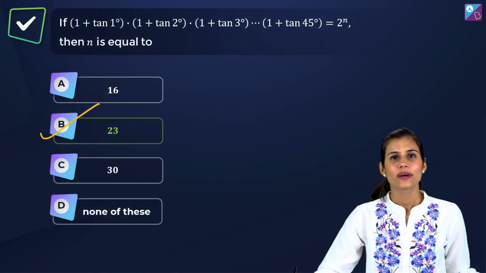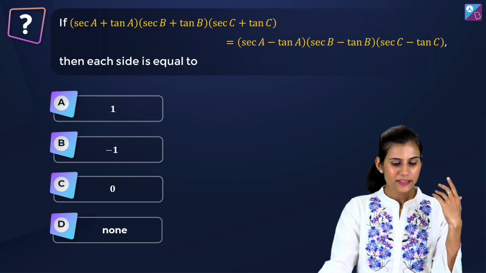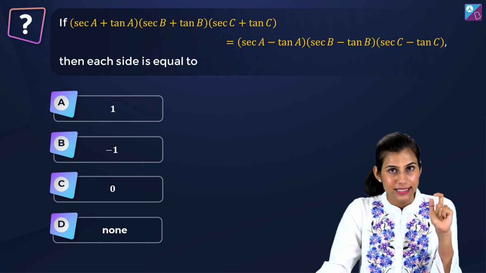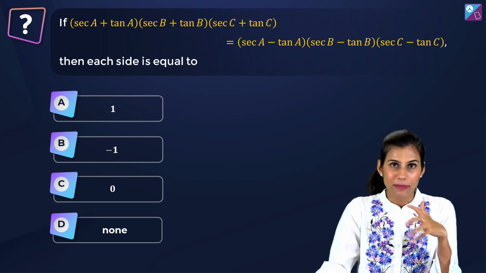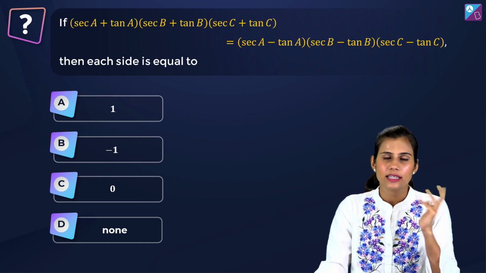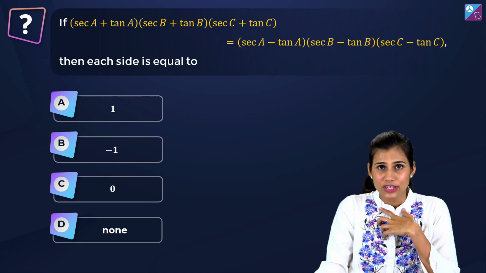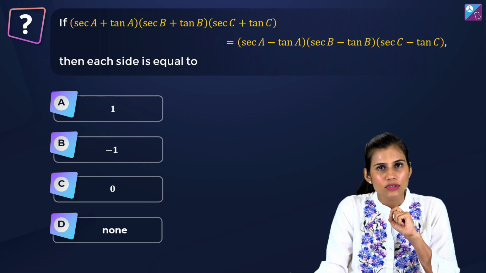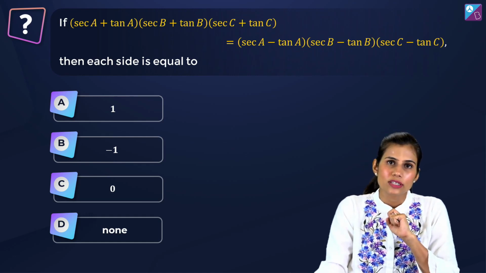Alright. Now let's move ahead and talk about the next question. Here the question is saying that if sec A plus tan A multiplied by sec B plus tan B multiplied by sec C plus tan C is same as sec A minus tan A into sec B minus tan B into sec C minus tan C, then what is each side equal to, the left hand side and the right hand side of this complete expression? Now it's given to you that LHS is equal to RHS. So this equation is already holding true.